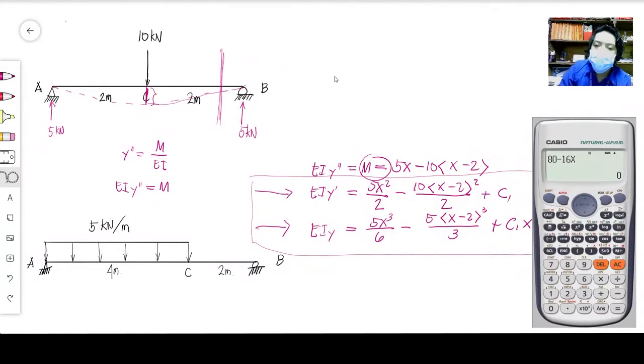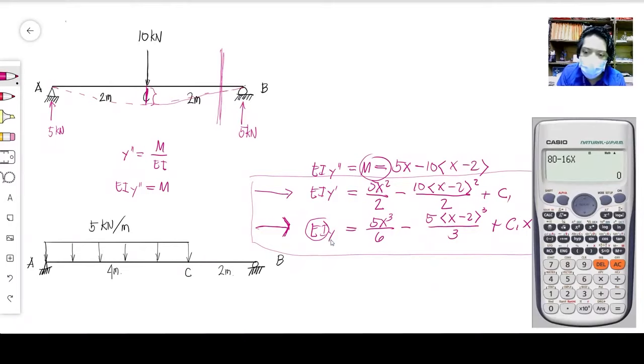For example, we are asked for the deflection at point C. Of course, deflection, so we use the second integrated equation, because this is the deflection. The y here is the deflection. The EI is the property of the section. E is the modulus of elasticity. The I is the moment of inertia.